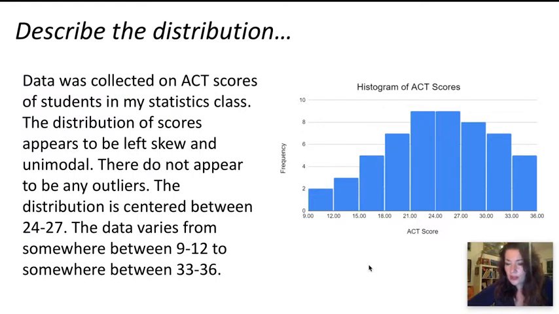All right, and how do we describe the distribution? Well, here, data was collected on ACT scores of students in my statistics class. The distribution of scores appears to be left skewed and unimodal. There do not appear to be any outliers. The distribution is centered between 24 to 27, and the data varies from somewhere between 9 to 12 to somewhere between 33 to 36. So you are talking about the context, the shape, if there are any outliers, center, and spread.